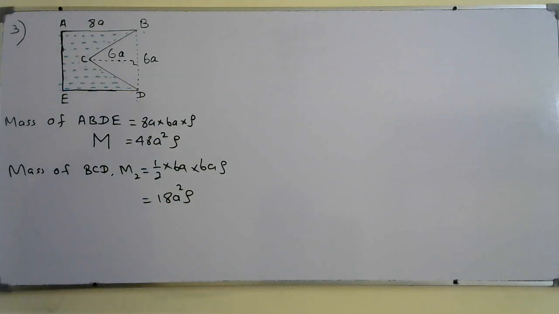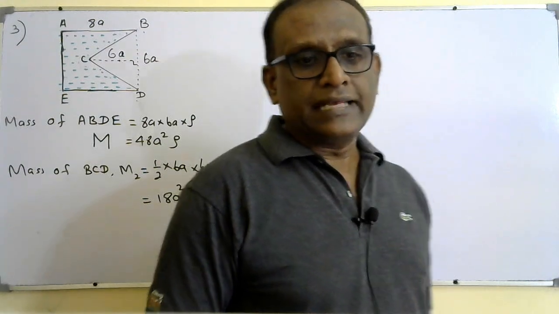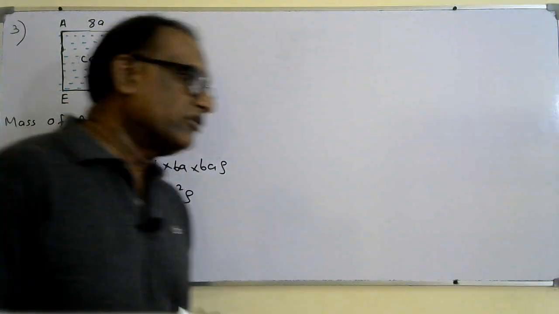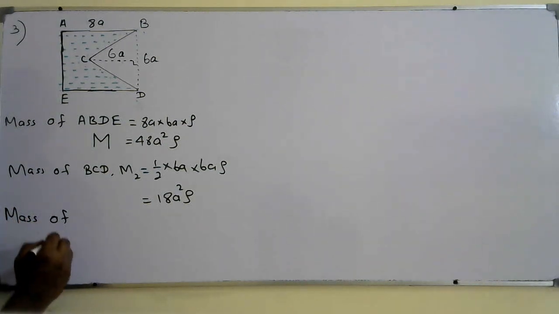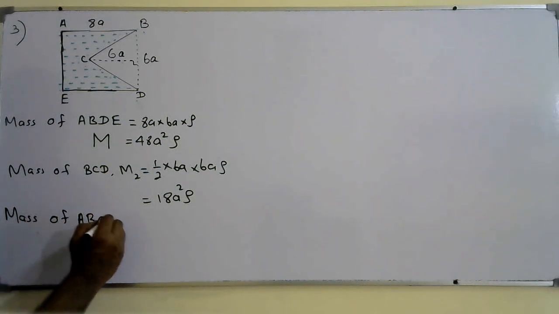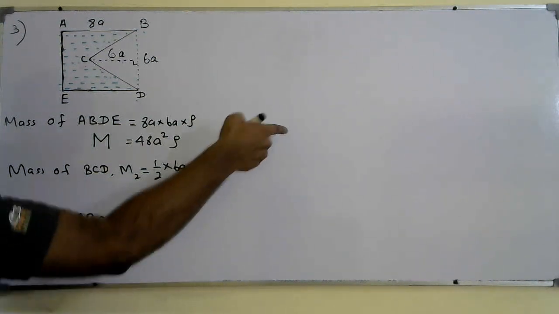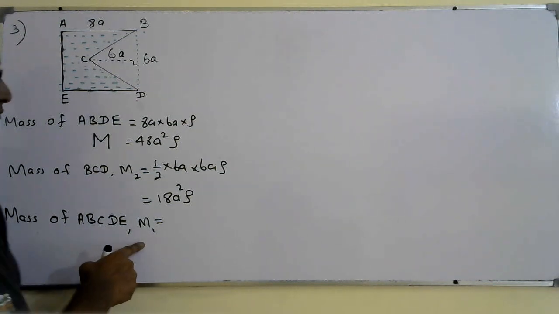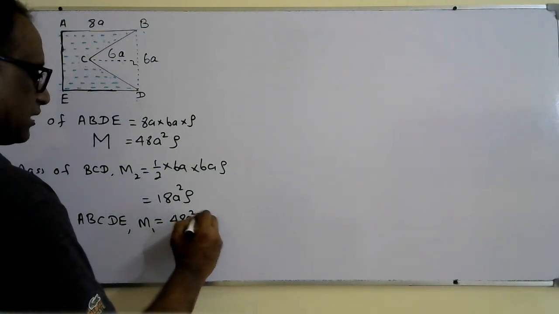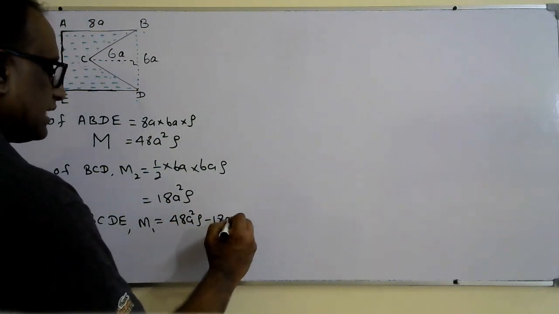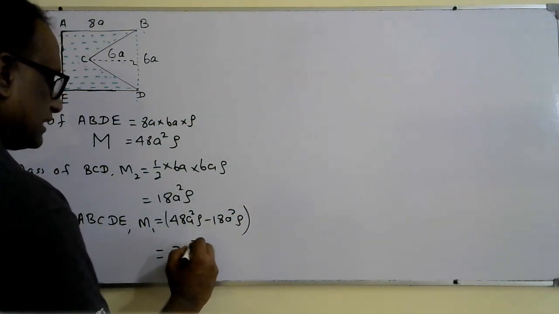Okay, then we need to find the mass of the lamina. Mass of the lamina, that's the question. The center of mass of the lamina ABCDE, we need to find it. So the mass of that lamina ABCDE, that is M1, we used it when I explained. So I will follow the same: M1 is equal to the total mass, 48a squared rho, minus 18a squared rho. So that is going to be 30a squared rho.